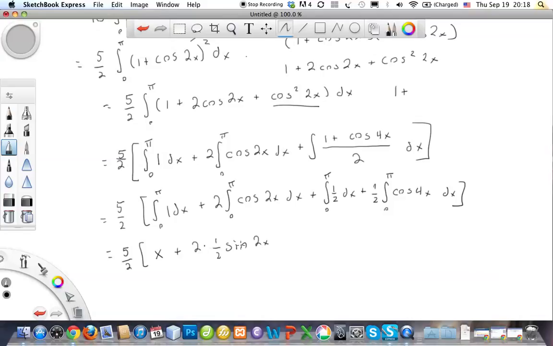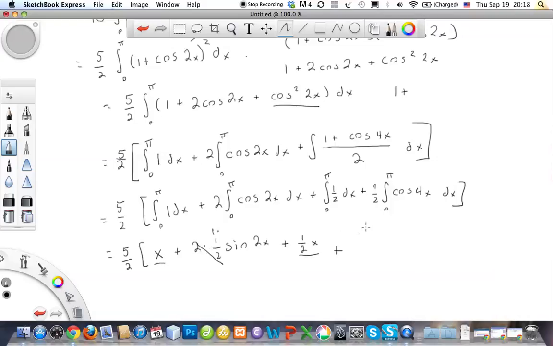Okay, this is because when you take the integral of cosine of 2x, you got to divide it by the derivative of the argument of the function. So you're going to end up having this 1/2 and the 2 canceling out to just a 1 times the sine of 2x. Okay, so now we're going to have plus the integral from 0 to pi of 1/2 dx, which is going to give us a 1/2 x. This 1/2 x and this x are going to end up going together.